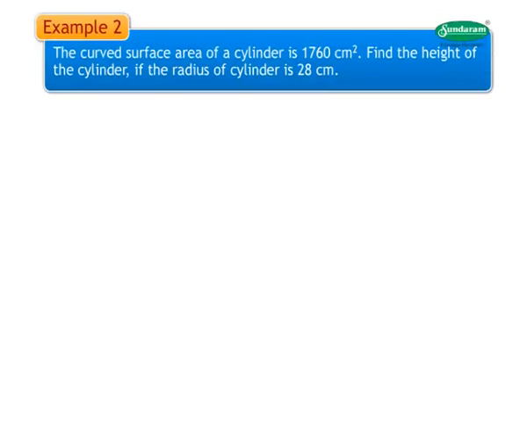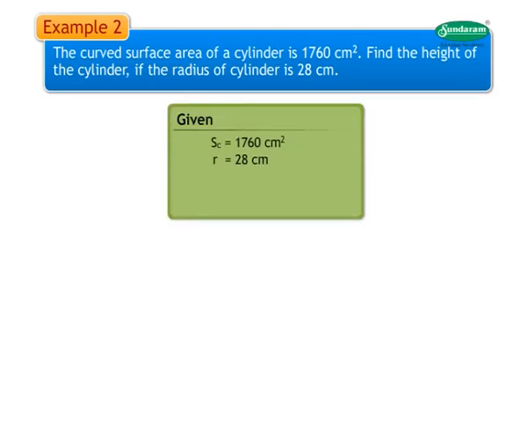Example 2. The curved surface area of a cylinder is 1760 square centimeter. Find the height of the cylinder if the radius of the cylinder is 28 centimeters. Given curved surface area is equal to 1760 square centimeter. r is equal to 28 centimeter. To find height of the cylinder.